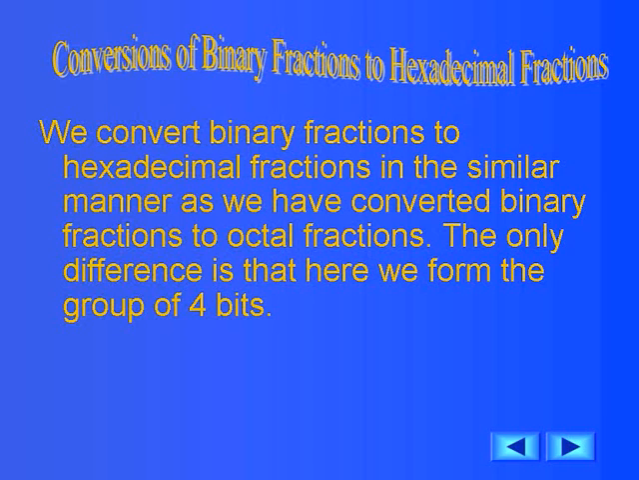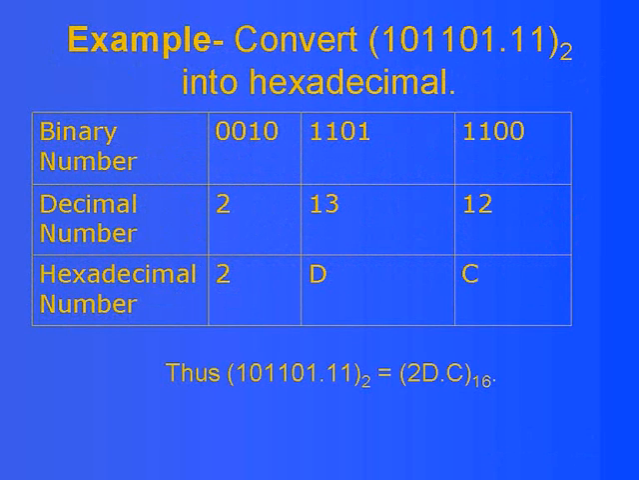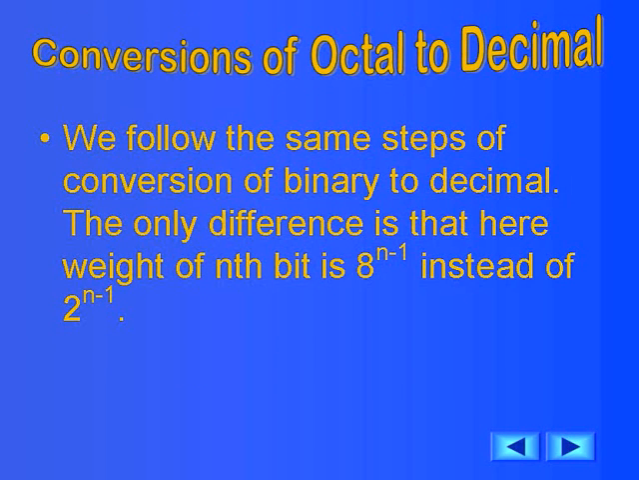Conversion of binary fractions to hexadecimal fraction. We convert binary fractions to hexadecimal fractions in the similar manner as we have converted binary fractions to octal fractions. The only difference is that we form the group of 4 bits. So convert 101 101.11 into hexadecimal. So we write the 4-bit form as 0010 1101 then 1100. So the decimal number is 2, 13 and 12 and the hexadecimal number is 2, D and C. Thus the number is 2D.C.